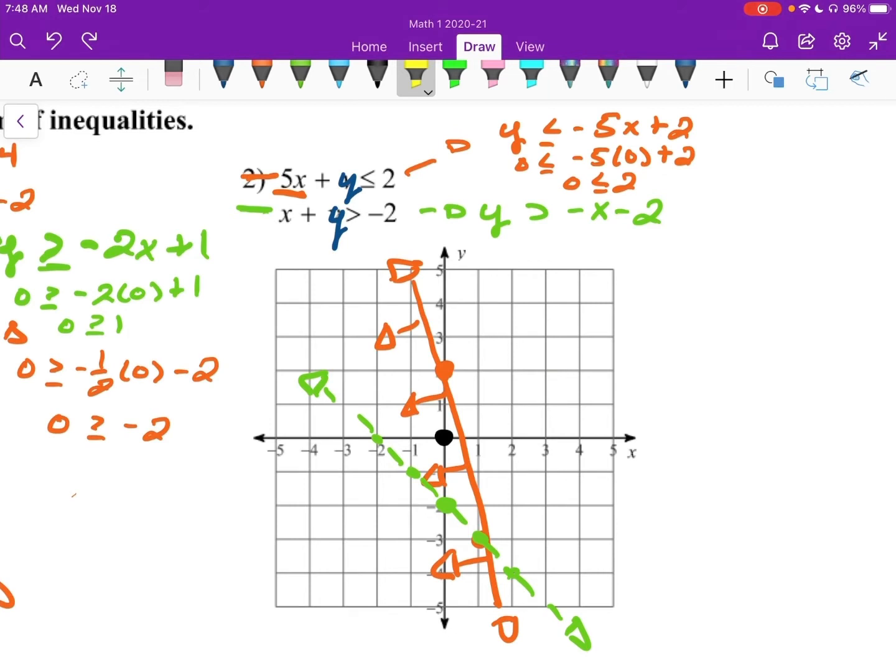Now to plug in for the green one, I'm going to plug in 0. So I'm going to say, well, 0 is greater than negative 0 minus 2. So 0 is greater than negative 2. And then the question is, well, is that a true statement? And yes, it is. 0 is bigger than negative 2. So I'm going to shade towards 0. We can see pretty easily here. I think this is one of those that is nice to see. That here's the spot that we end up shading.